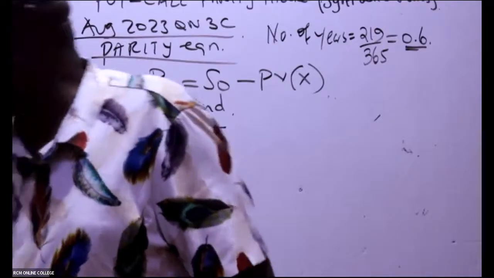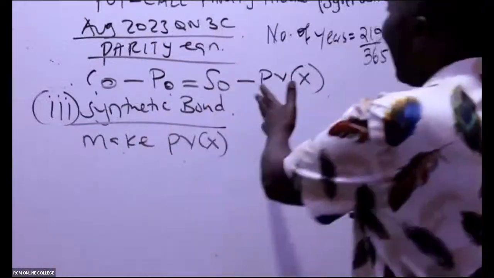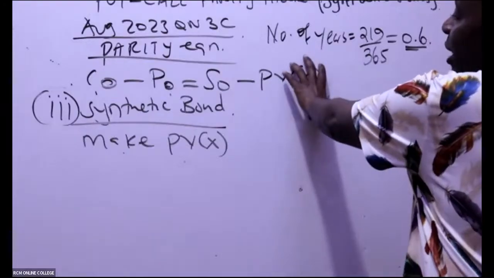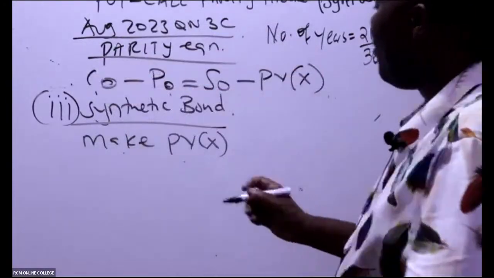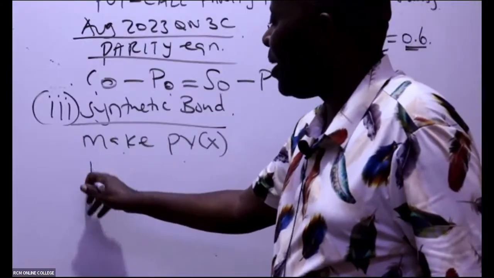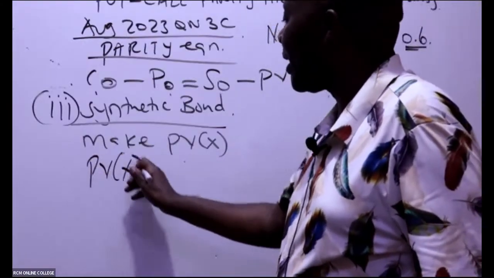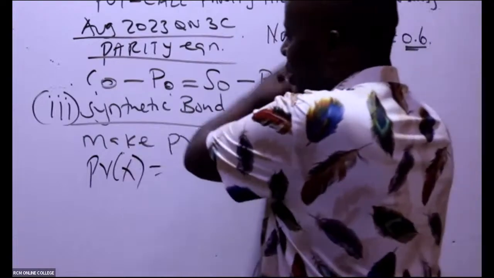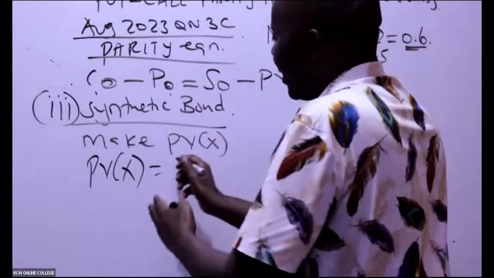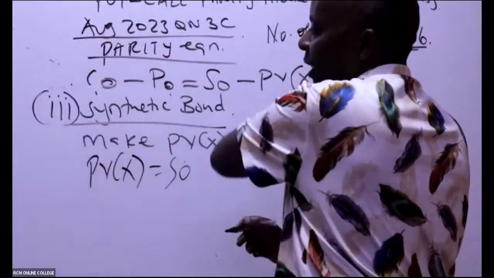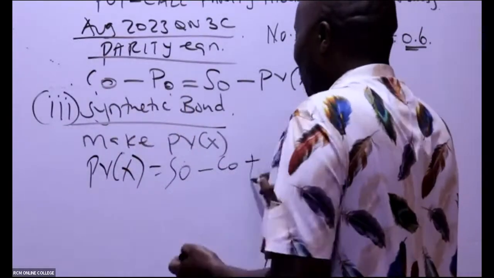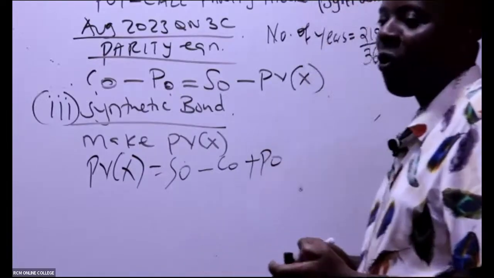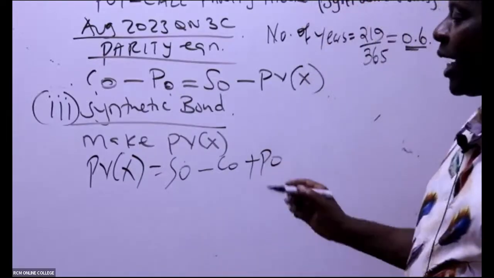Okay, so let's try in this case here, making PVX the subject. So you can take this to the other side. So if I take this to the other side, it will be PVX positive, because I've pulled it this other side. And then this remains SO. And then I pull this to the other side. Here, this becomes negative CO. This becomes plus what here, somebody? Plus PO, like that.